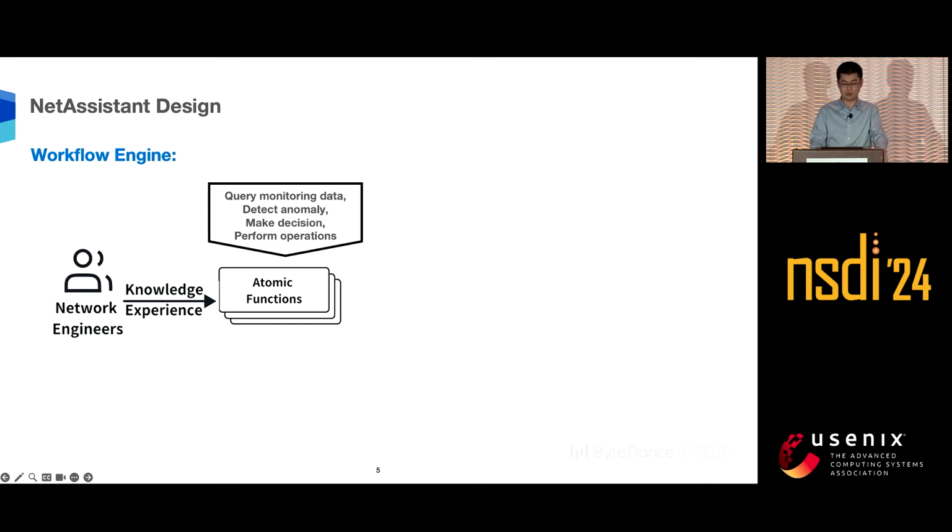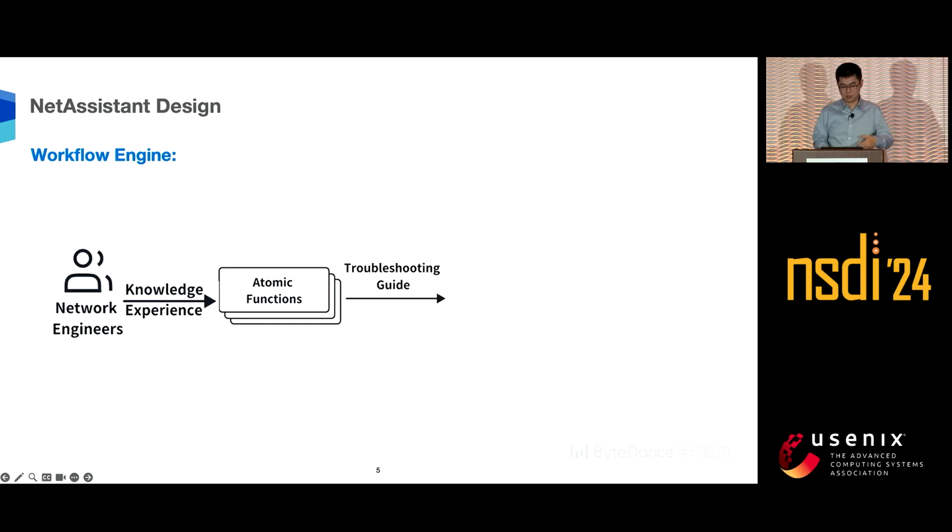The autonomic functions may include functions that can query monitoring data, do some detection, make some decision, or even perform some operations. So we would like our network engineers to use these atomic functions as building blocks and then assemble their troubleshooting knowledge. After using all the atomic functions, they can summarize all the knowledge and experience from network engineers into several troubleshooting guides.